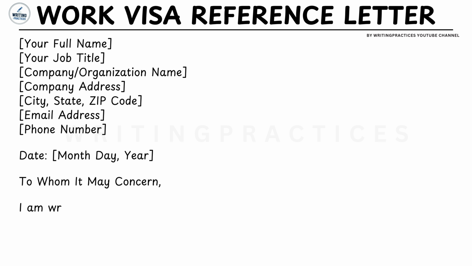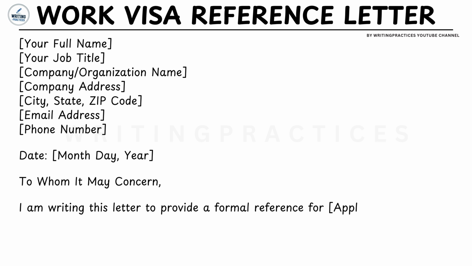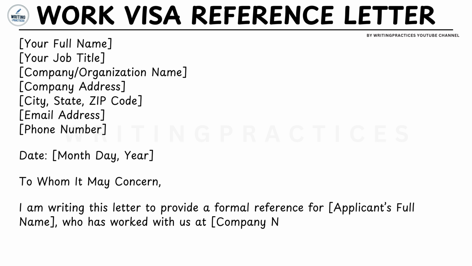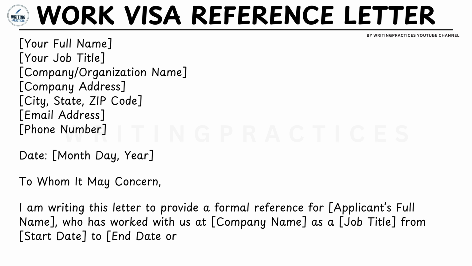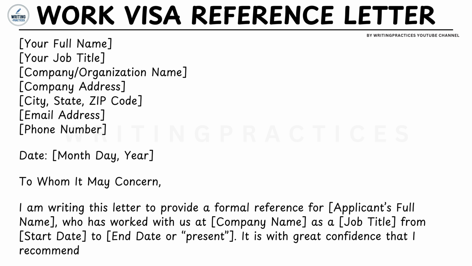Opening paragraph. Introduce the applicant. Now we get into the heart of the letter. The first paragraph introduces the purpose of the letter and gives a brief summary of the applicant's role. Let's look at the example. I am writing this letter to provide a formal reference for applicant's full name, who has worked with us at company name as a job title from start date to end date or present. It is with great confidence that I recommend them in support of their work visa application.